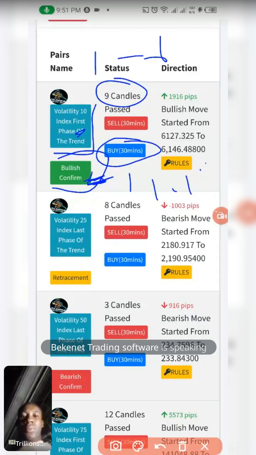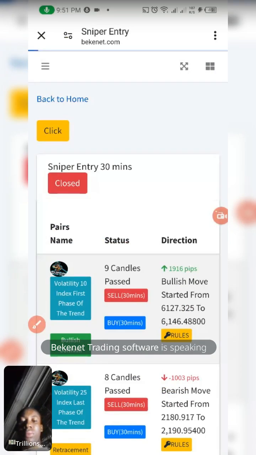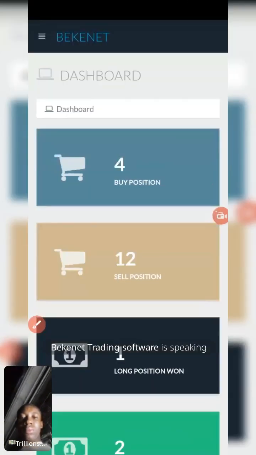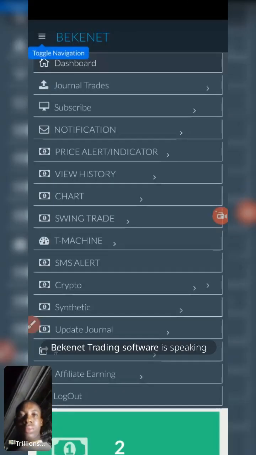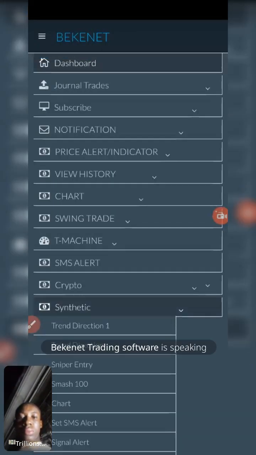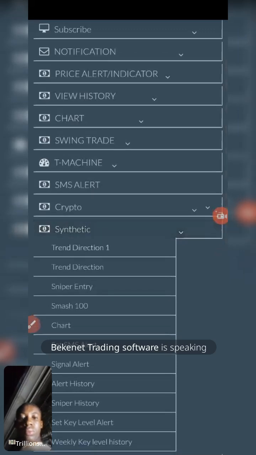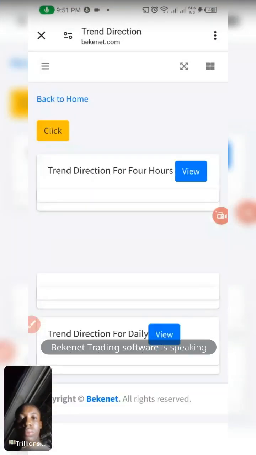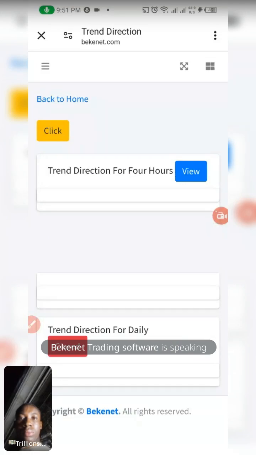So let's break it down now. Let's say, for instance, I want to trade the trend direction. I don't want to use anything. I want to trade the trend direction. All I need to do is go to my synthetic and click on this trend direction one. I would prefer to use daily and check out what daily is currently doing.